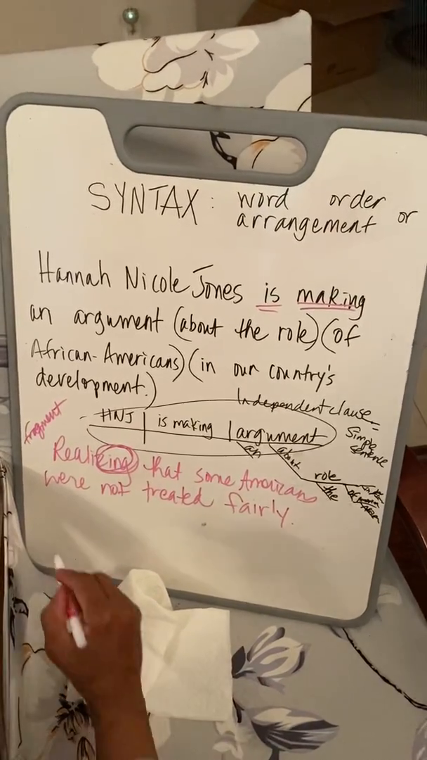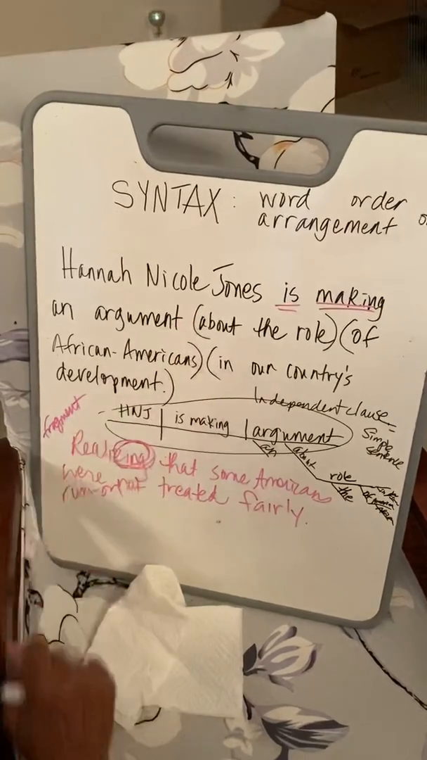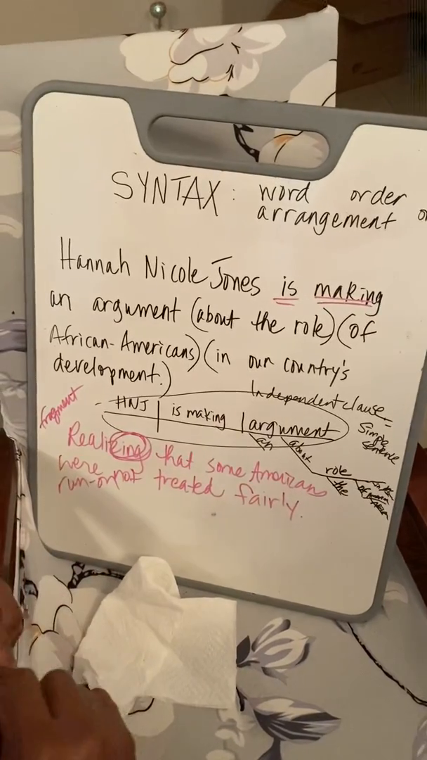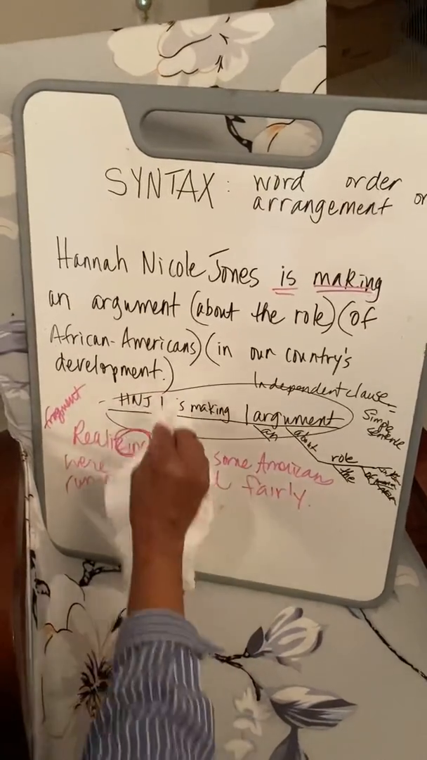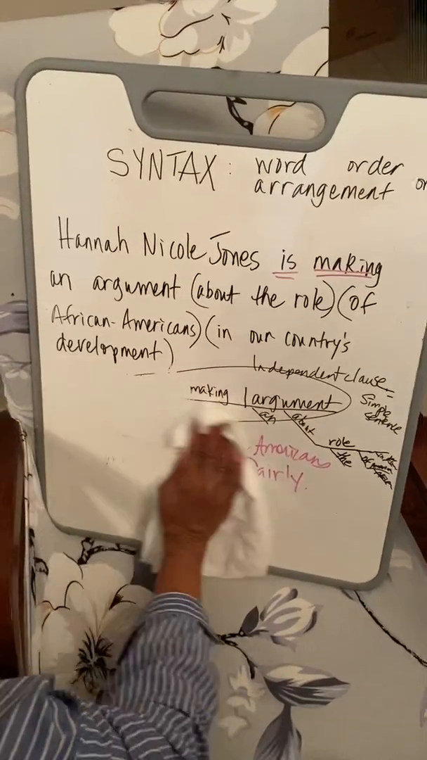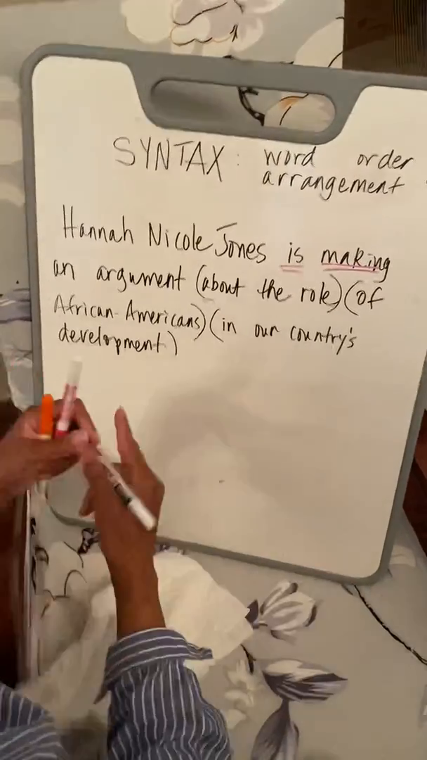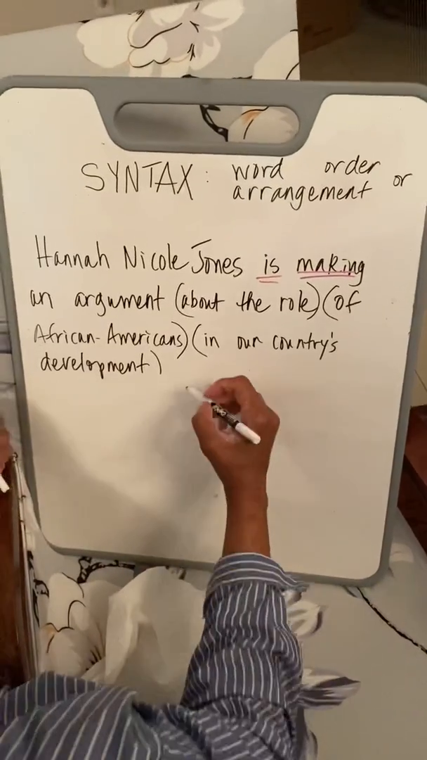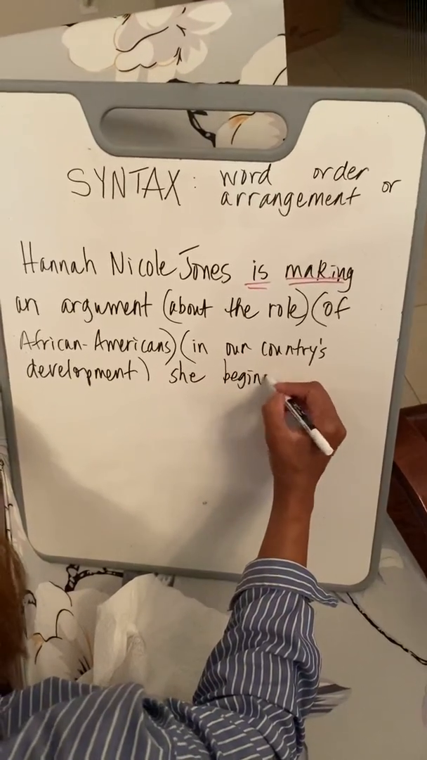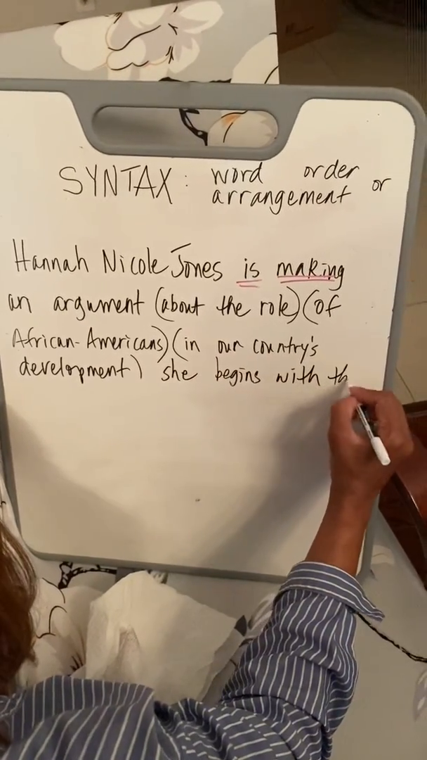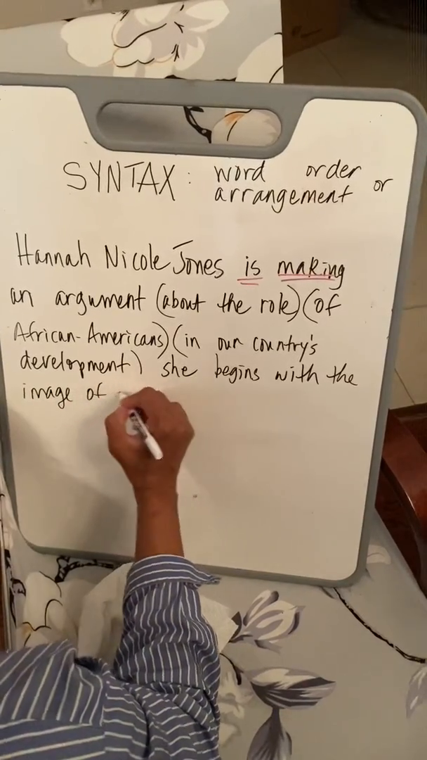The next type of error is a run-on, when you have two independent clauses. Say I have that one sentence. Hannah Nicole Jones is making an argument about the role of African Americans in our country's development. But I don't put that period right there. And I just keep on writing. She begins with the image of a flag.